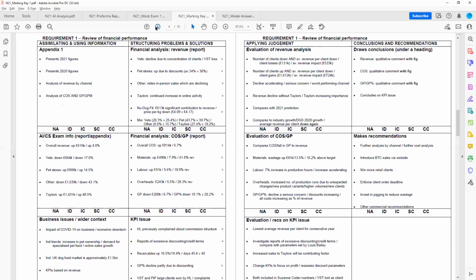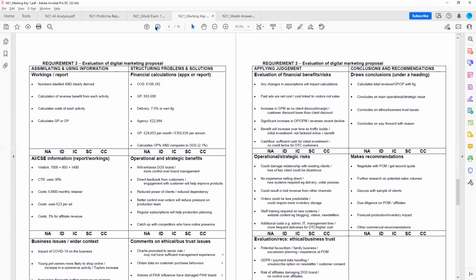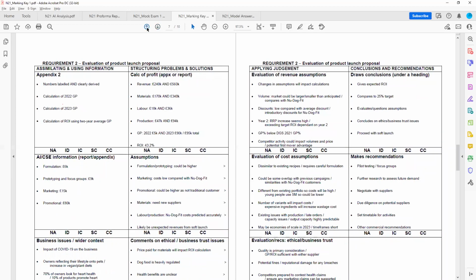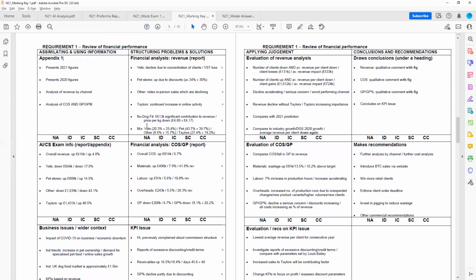So it's really important that you do this with each requirement and the executive summary. I can't stress enough how valuable it is to really understand the marking key, because then you know what you need to do to pass. At the end of the day, it all comes down to marks and making sure that you've passed enough boxes. So really invest the time understanding and appreciating this.